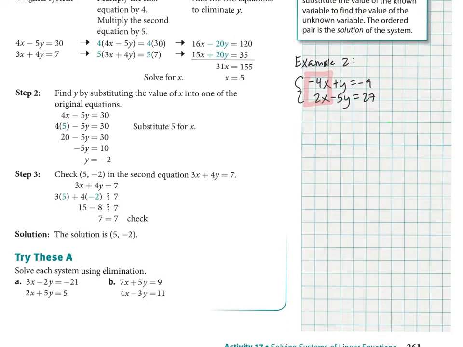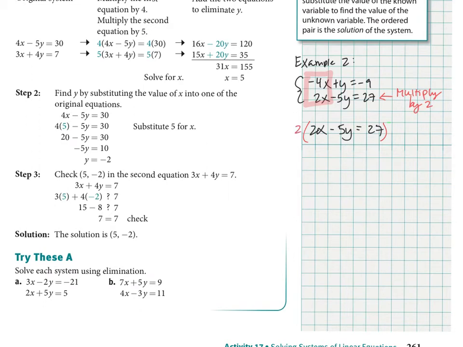So what we're going to do to try to get a goal of 4x is that we are going to multiply. That's right. We are going to multiply our second equation by 2. So when I say that, that means we're taking this whole entire equation of 2x minus 5y equals 27, and we're multiplying the whole entire thing by 2.